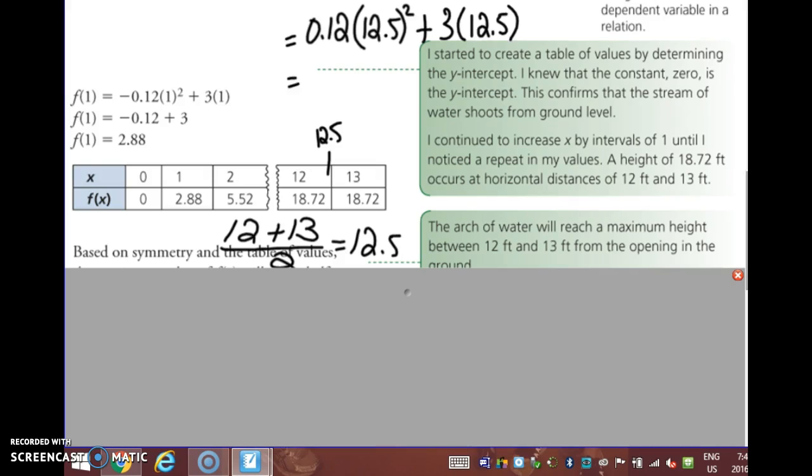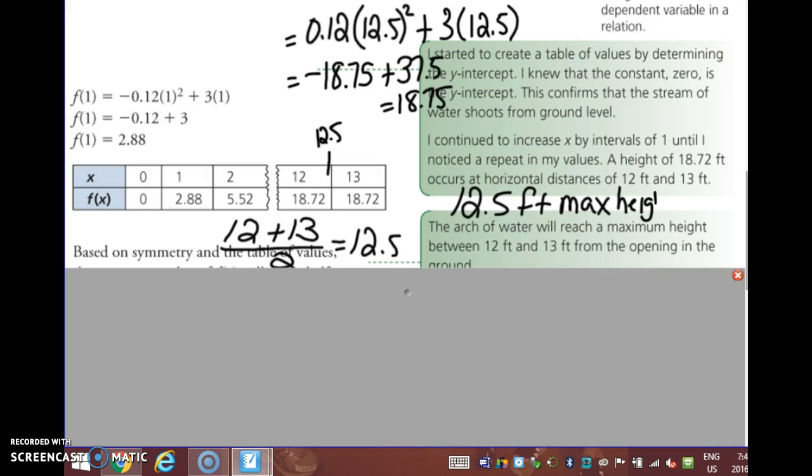So when I solve that out, I have 12.5 squared times negative 0.12. That gets me to negative 18.75. And I'm adding that to 12.5 times 3, which is 37.5. When I add these two together, I get 18.75. So what we have found out is when it travels a horizontal distance of 12.5 feet, the maximum height is 18.75.